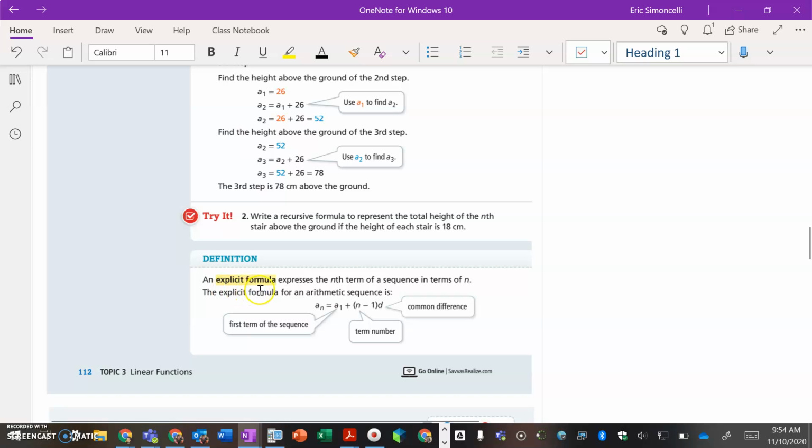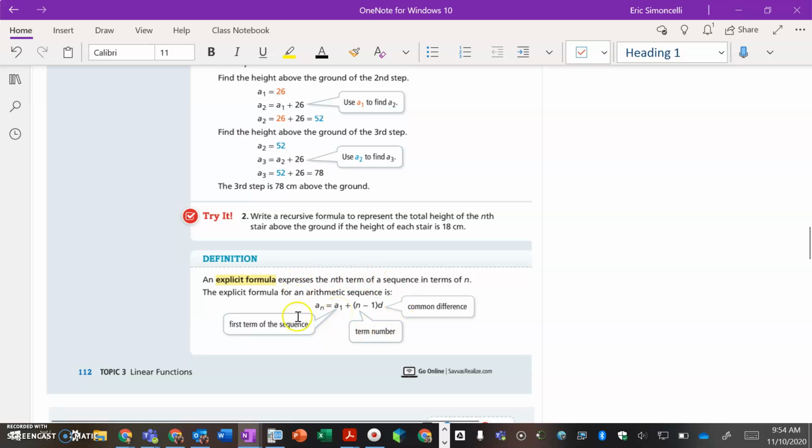An explicit formula expresses the nth term of a sequence in terms of n. The explicit formula for an arithmetic sequence is as such. You have a sub n again, but it's equal to the first term a sub 1 plus the quantity times d. The quantity in this case is n minus 1. That's the term number again, n. This is the first term again, a sub 1, while the common difference again is d. So all the same variables apply in context.